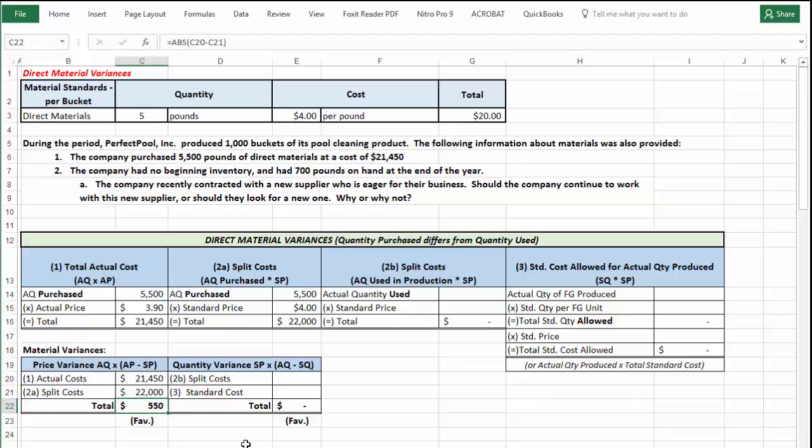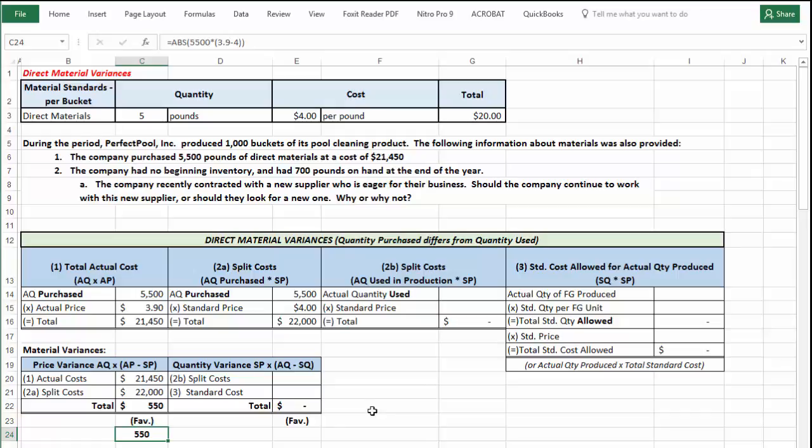$550 favorable variance. If we wanted to verify the math using our shortcut formula of actual quantity times actual price minus standard price, we could do that. So let's type in a formula. It's equal to the absolute value of actual quantity, that is 5,500 pounds, multiplied by the difference between the standard price and the actual price. So here's the actual price of $3.90 minus the standard price of $4 a pound. And again, we see that our variance is favorable.